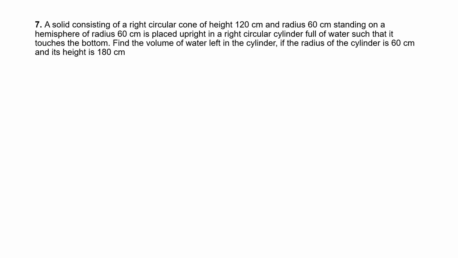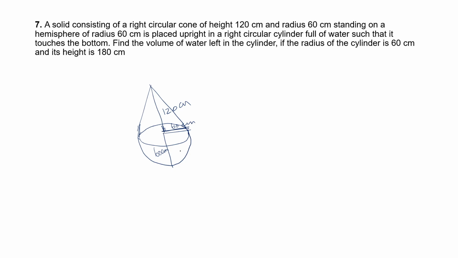A solid containing a right circular cone of height 120 centimeter and radius 60 centimeter. Okay, this is a cone and height and radius is given. This is standing on a hemisphere, like the toy. You might have seen some toy that keeps on rolling, like that type. So the hemisphere of radius 60 centimeter, and this will also be 60 centimeter, right? Radius, so both will be same.